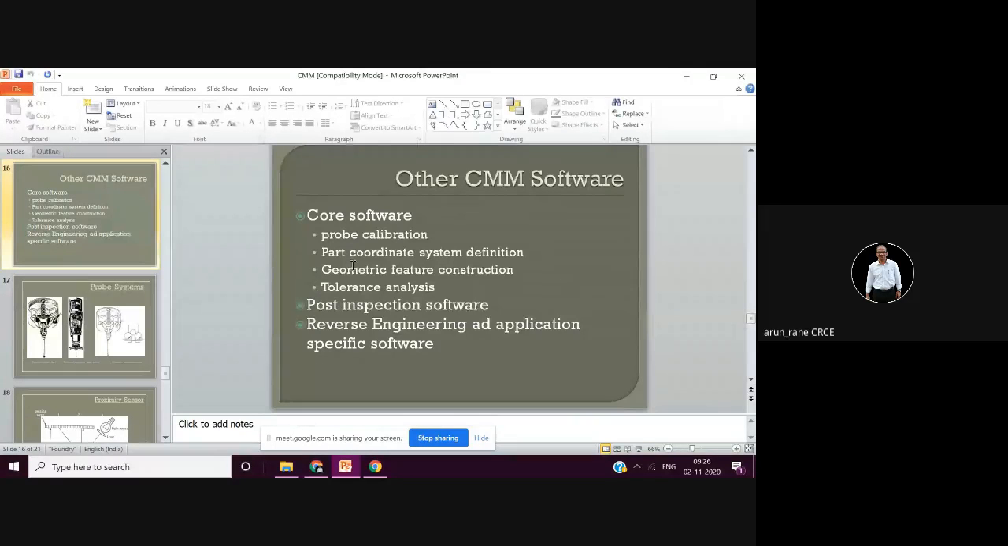Calibrations are done at various accredited labs. Like in Bombay, you have IDMI, which is at Sakinaka. So there you have facilities for calibration. What happens is, particularly with our measuring devices like vernier, micrometer, or even the CMM, the devices get worn out. So after consistent use, you don't get a correct reading.